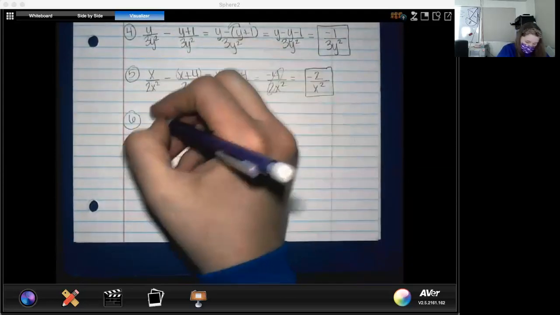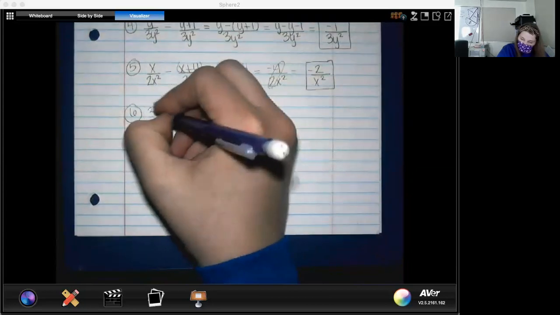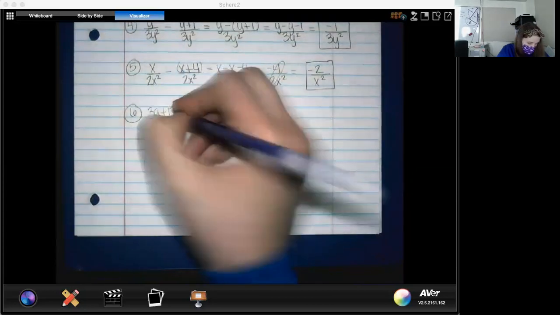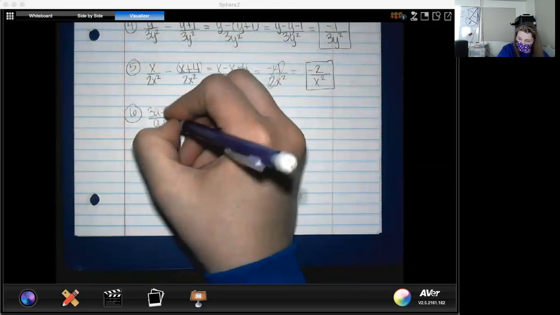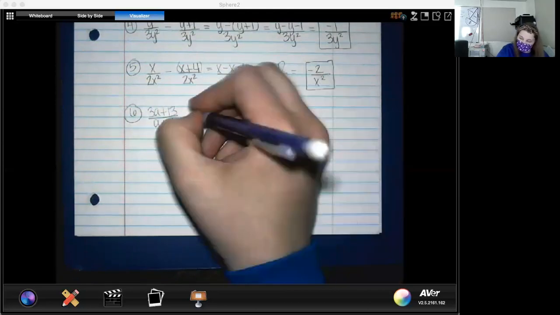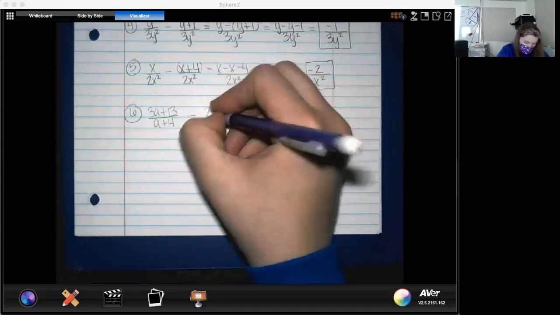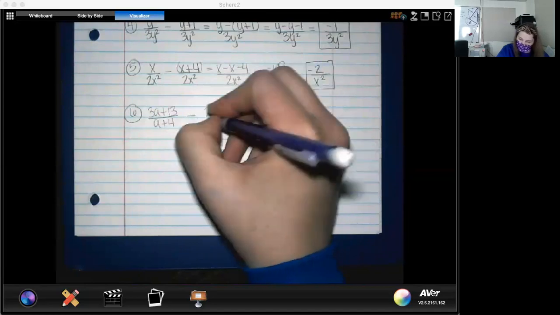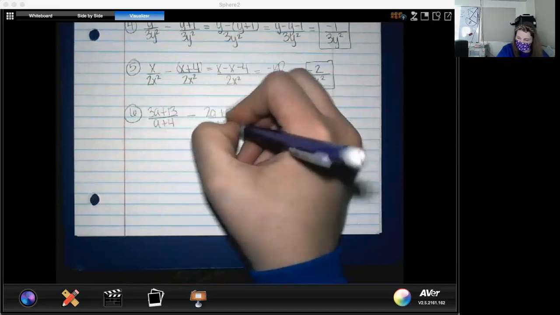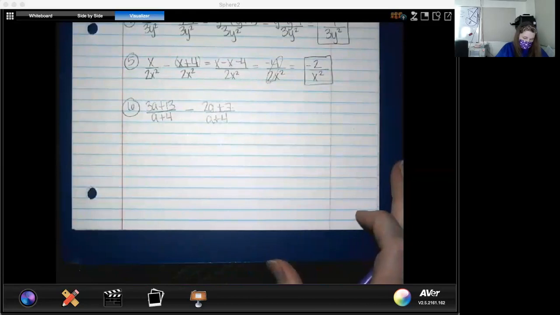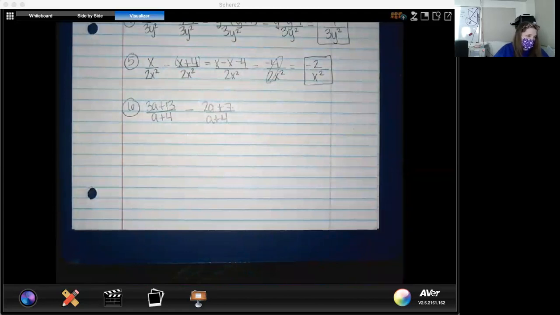Number 6, 3a plus 13 divided by a plus 4 minus 2a plus 7 divided by a plus 4. Go ahead and try number 6.